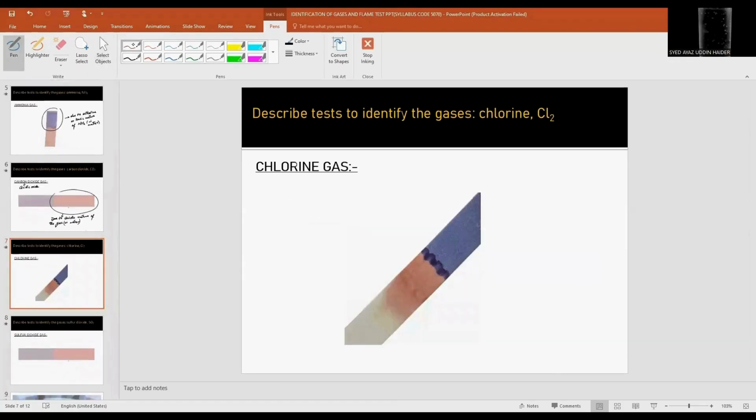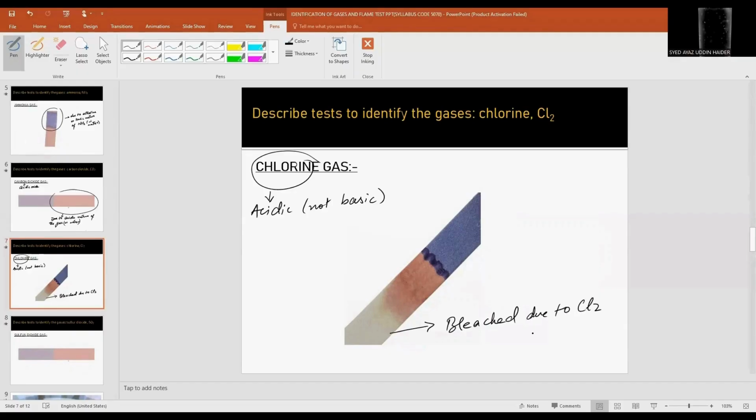Chlorine gas is not basic or alkaline, but acidic. So when moist blue litmus paper is brought near to the gas, it will turn it red and then bleach it like this. So this one is bleached due to Cl2 gas.